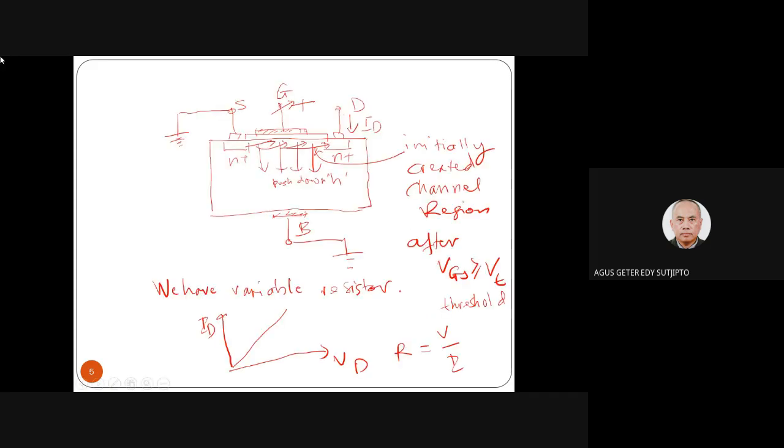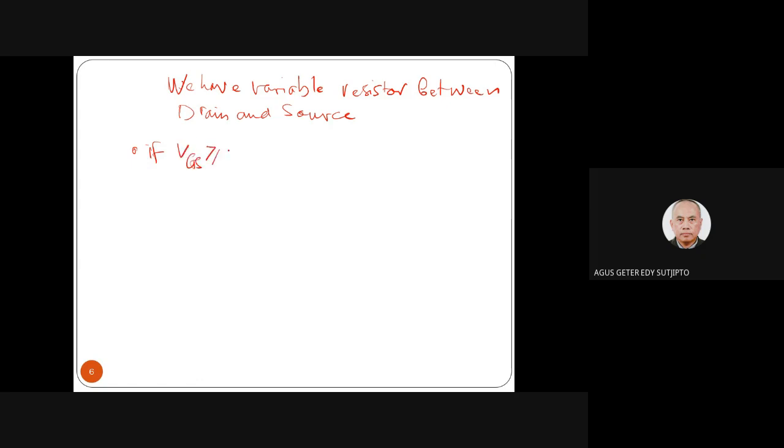So this is when we have a variable resistor, of course, between drain and source. So in this case, we can analyze if VGS is greater than or equal to the threshold voltage, and VDS is greater than or equal to zero.